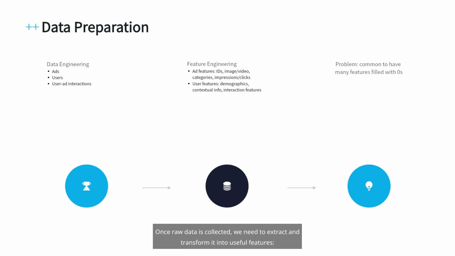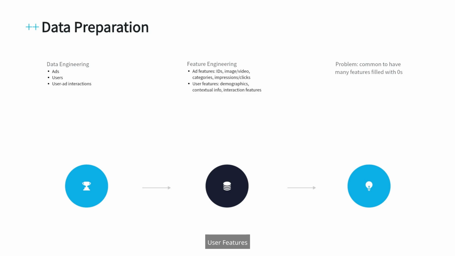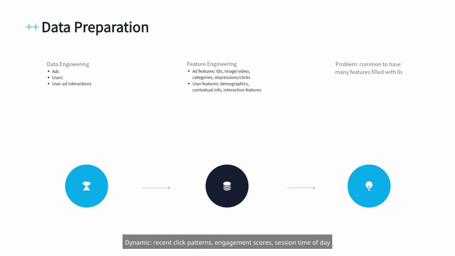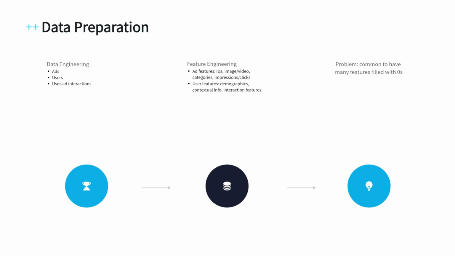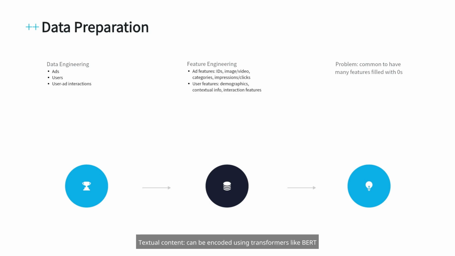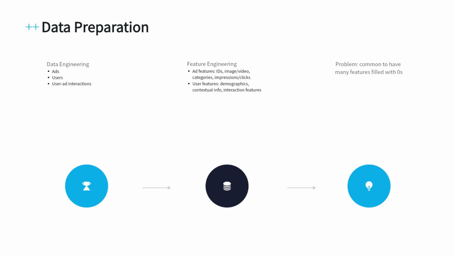2. Feature engineering. Once raw data is collected, we need to extract and transform it into useful features. A. User features: static, demographics; dynamic, recent click patterns, engagement scores, session time of day; embeddings, learned user representations from past behavior. B. Ad features. Textual content can be encoded using transformers like BERT. Images use visual embeddings from CNNs. Campaign info, advertiser ID, bid price, ad category. C. Contextual features: device type, mobile, web, location, timestamp, hour, day of week, ad position on page. D. Interaction history: number of recent impressions, clicks, hides, click-through rates per category or advertiser, recency and frequency metrics.